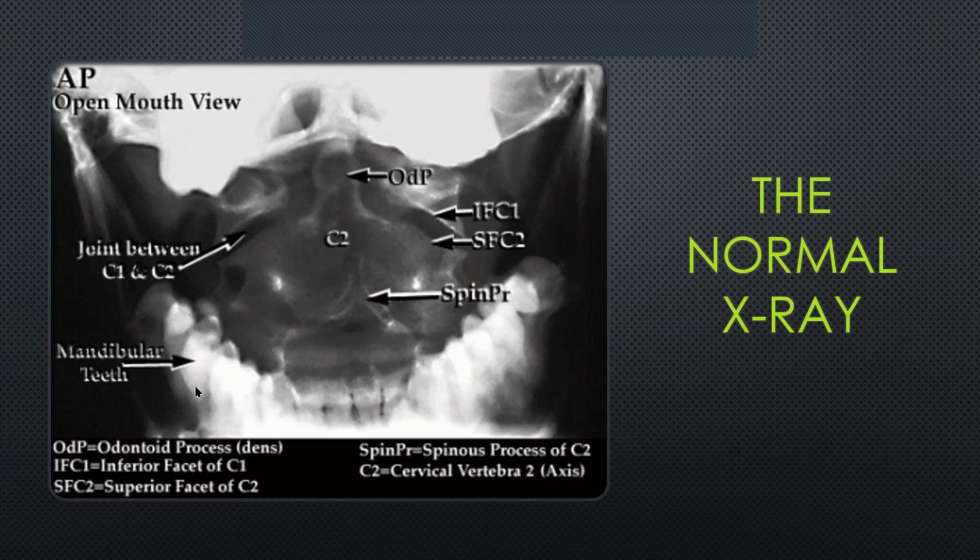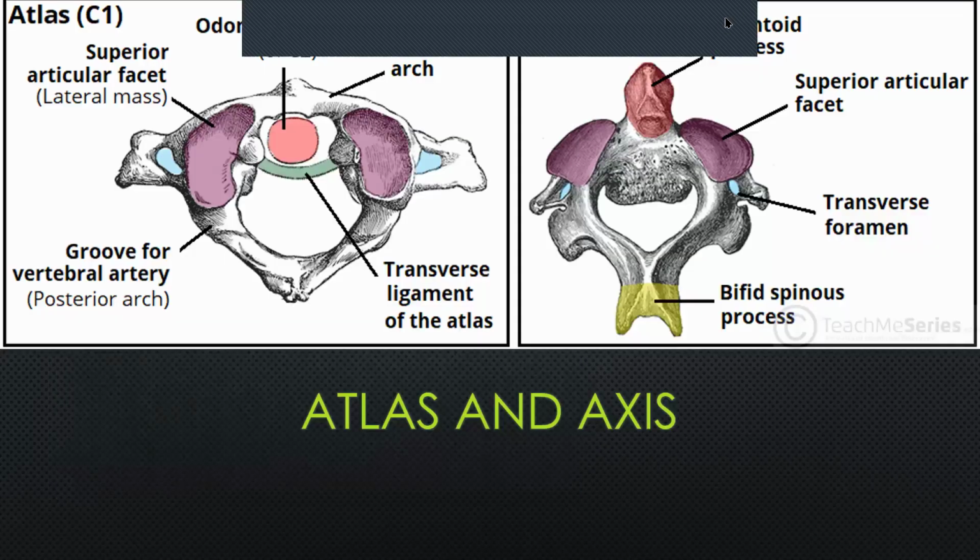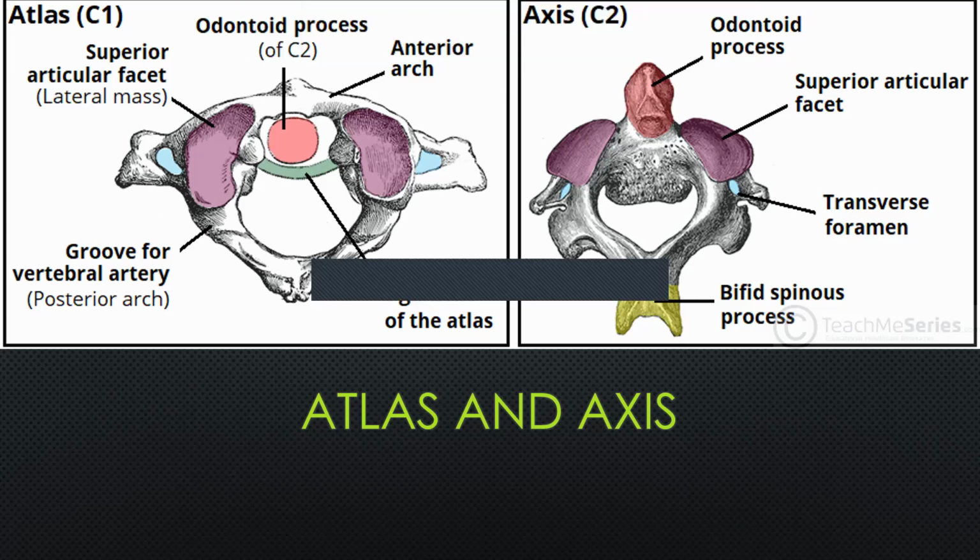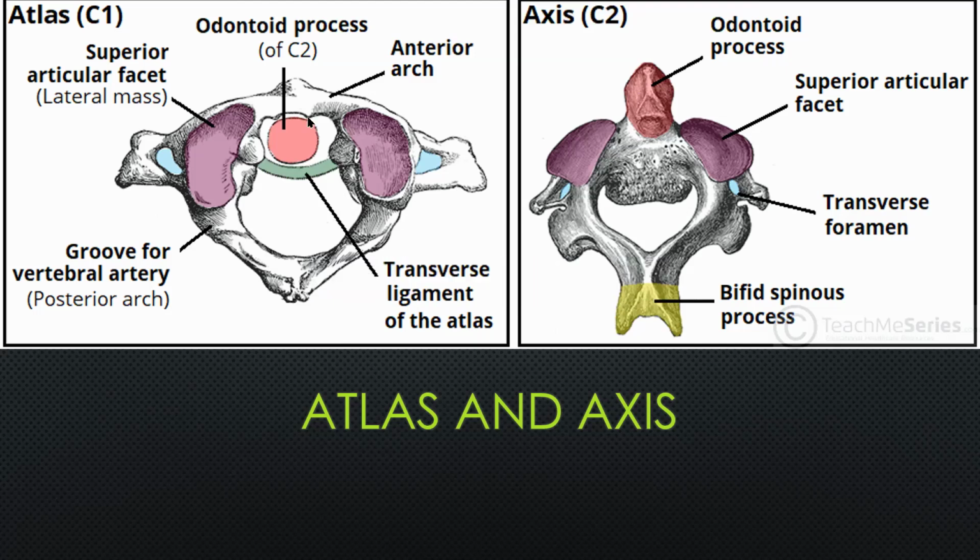So let's look at some of the abnormalities that may occur. First, this is just to show you the atlas and the axis, or C1 and C2. C1 is the equivalent of a ring. You've got your odontoid process there, your superior facets, that's where they sit. You've got your transverse ligaments sitting at the back. You've got the grooves for the vertebral artery sitting on either side, and the anterior arch. But essentially, you've just got to think of it as a ring or a donut.